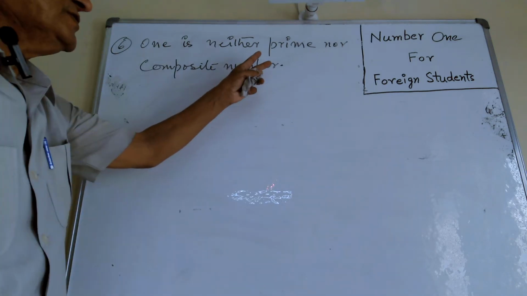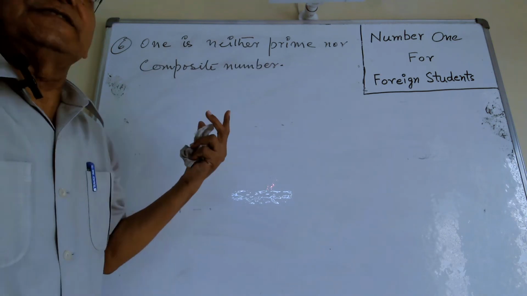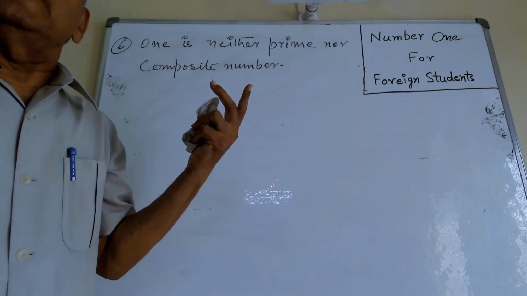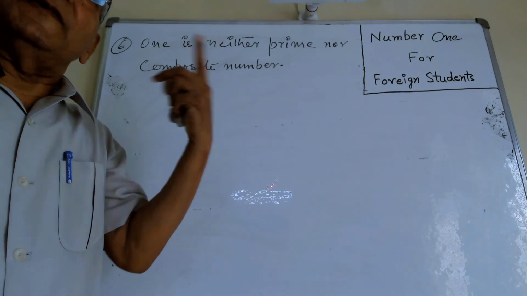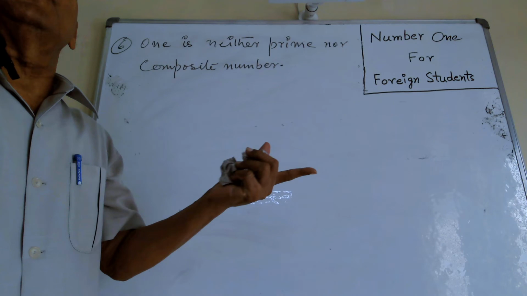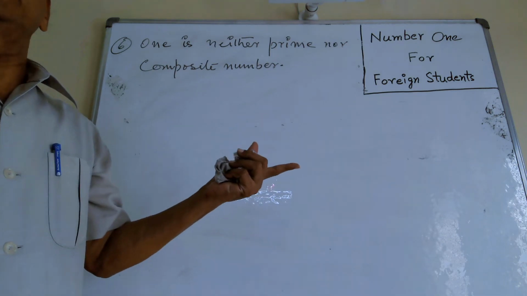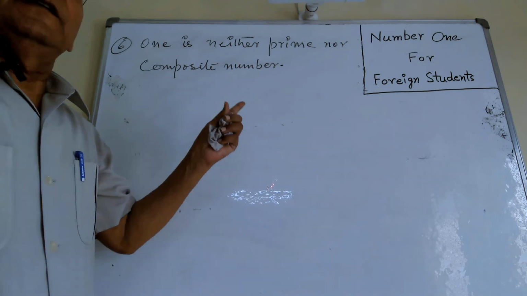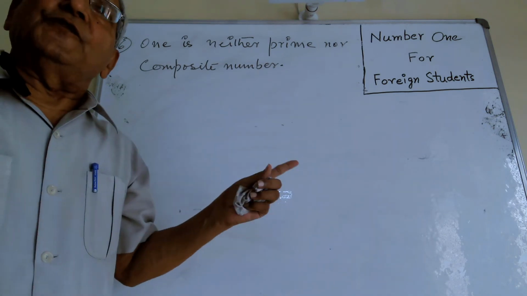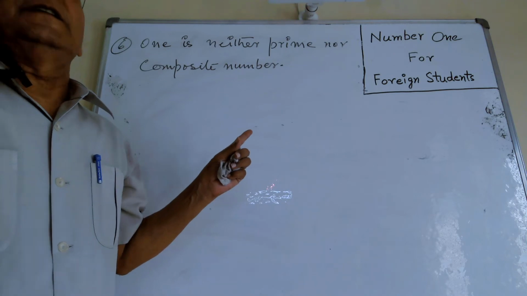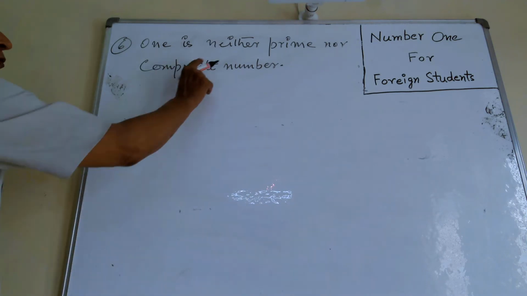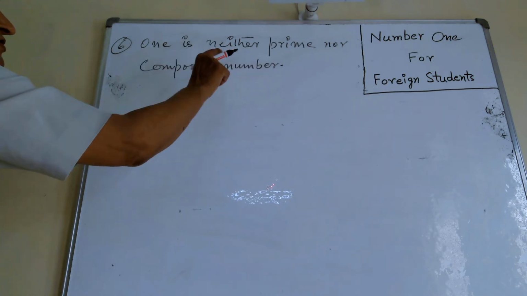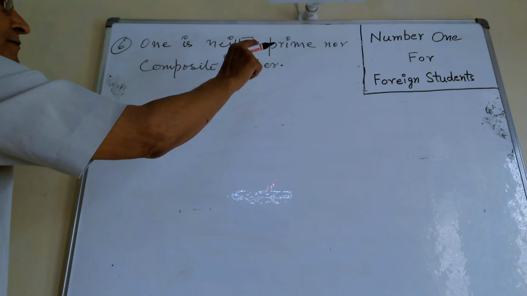Prime numbers, what are prime numbers? Those in which the number itself is a factor, with no other factor other than 1 and itself. Composite has one more factor other than 1 and the number. So these two properties are not applicable to 1. So you can say 1 is neither prime nor composite number.